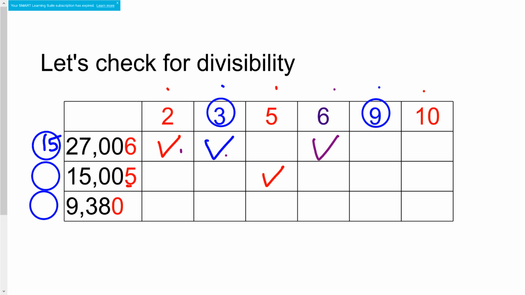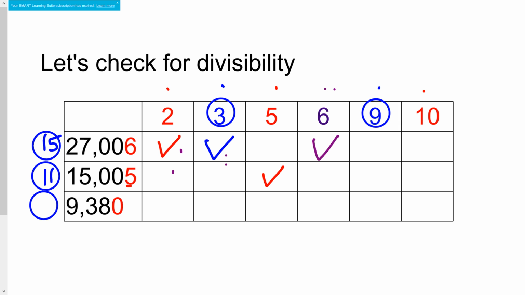Now I need to add up my digits, because that's how I check for 3 and 9. Remember that. 1 plus 5 is 6, plus 5 more is 11. 11 is not a multiple of 3. It is not a multiple of 9, so it's not divisible by 3 or by 9. And then finally, I can check for 6, which I've already done, because it's not divisible by 2 or 3, so it is not divisible by 6.